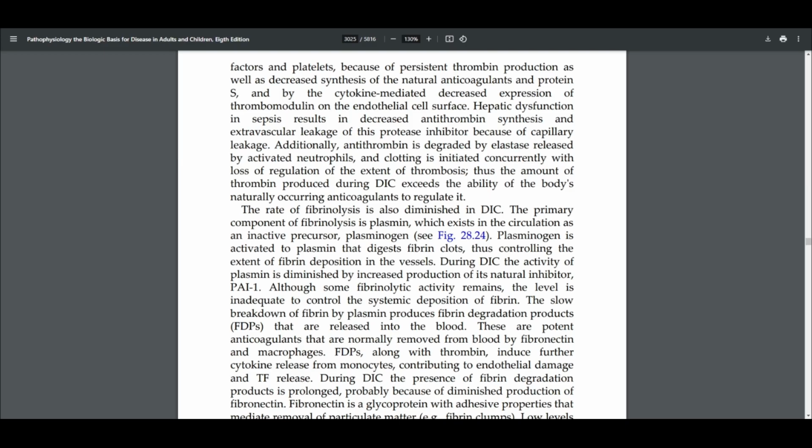Hepatic dysfunction and sepsis result in decreased antithrombin synthesis and extravascular leakage of this protease inhibitor because of the capillary leakage. Additionally, antithrombin is degraded by elastase released by activated neutrophils, and clotting is initiated concurrently with loss of regulation of the extent of thrombosis. Thus, the amount of thrombin produced during DIC exceeds the ability of the body's naturally occurring anticoagulants to regulate it.